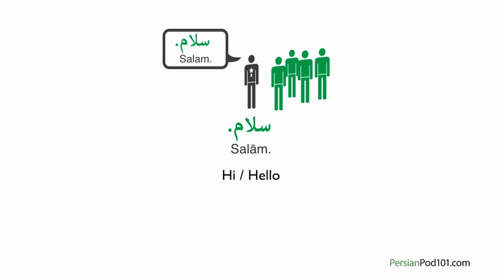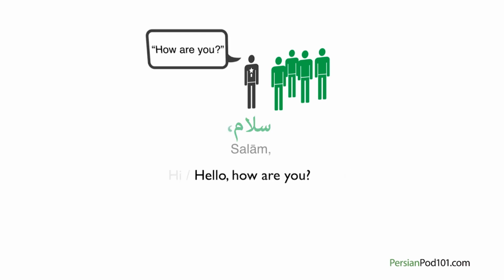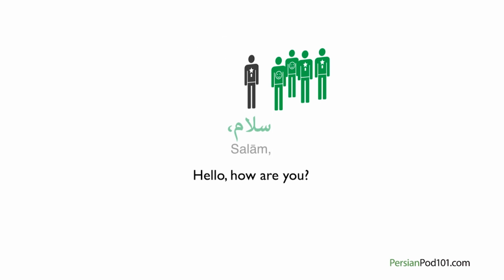After salam, we almost always say, how are you? When we greet friends or close relatives. It might seem strange to say it every time, but this is a part of normal everyday conversation in Persian. Let's try out the informal way of saying hello, how are you? Salam, chetori. The I in chetori makes this sentence second person.